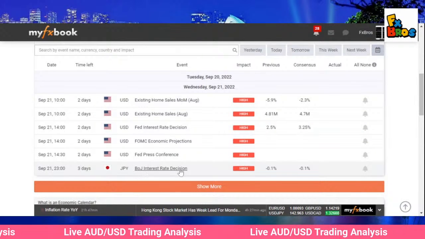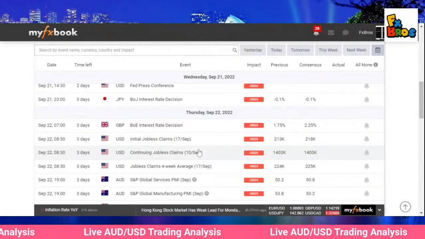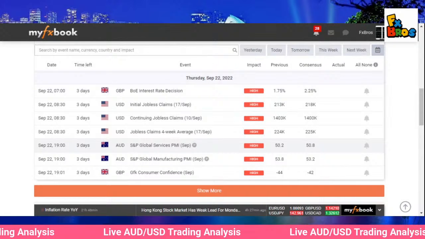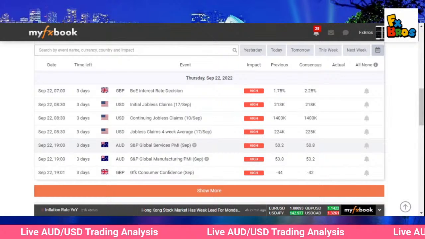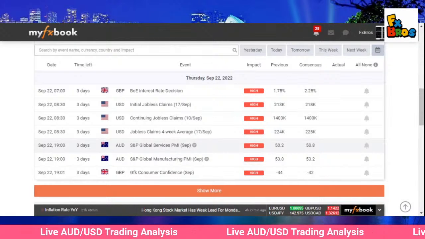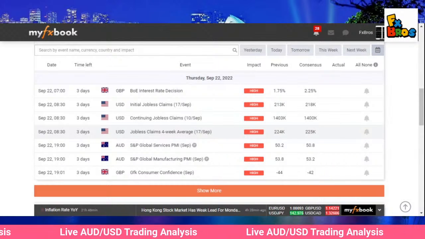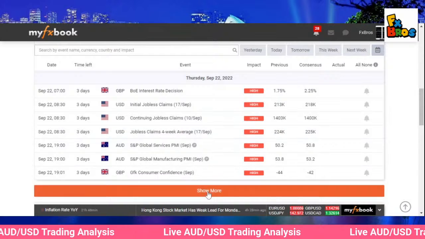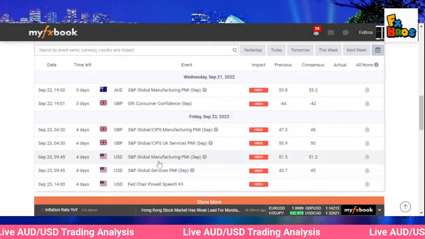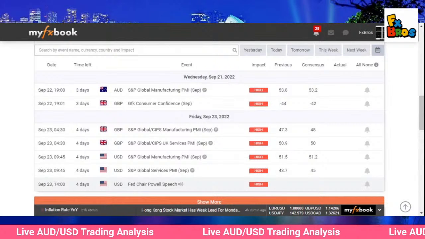We got the Bank of Japan interest rate decision. Man, come on, this is gonna be a fire week, y'all. Thursday, you already know, same thing as every Thursday: initial jobless claims, continuous jobless claims, four-week average jobless claims. Then in the evening, we got some global services PMI, manufacturing PMI for the Australian dollar. And Friday, we have global manufacturing for the USD. And we got, oh my God, bro. This week about to be crazy, y'all.